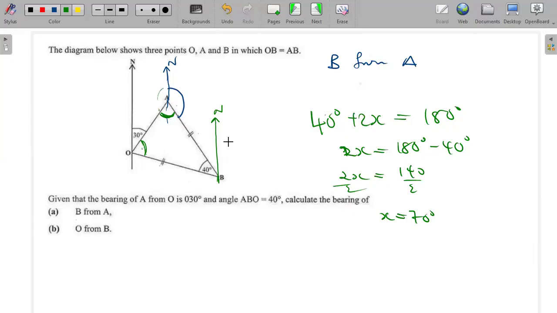So that angle and that angle there are 70 degrees. Since I have a 30 there, having a 30 there means I can find this angle here. The 30 and this angle are allied angles, so they add up to 180. So 180 minus 30 degrees gives me 150. It means this angle here is 150 degrees.